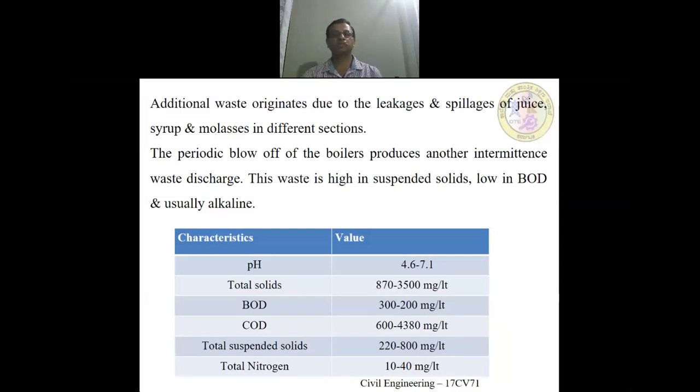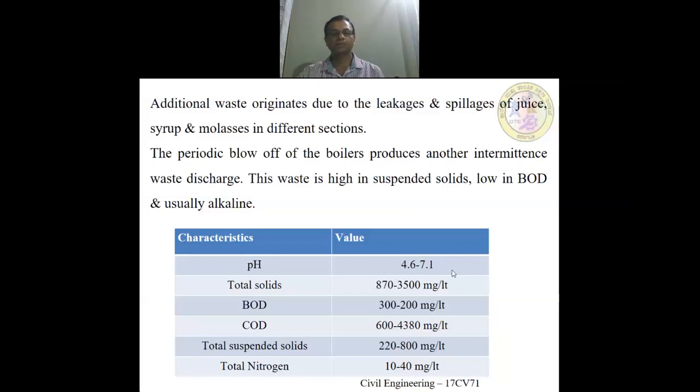Additional waste originates due to leakage and spillage of juice, syrup, and molasses in different sections. The periodic blow of the boilers produces another intermittent waste discharge. This waste is high in suspended solids, low in BOD, usually alkaline. So, typical characteristics of cane sugar industry wastewater.